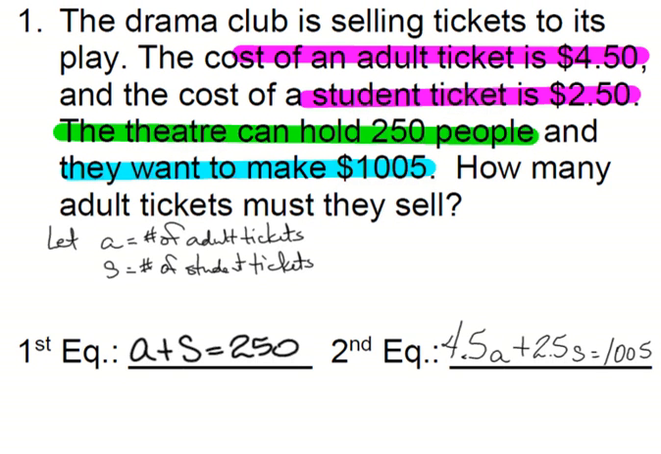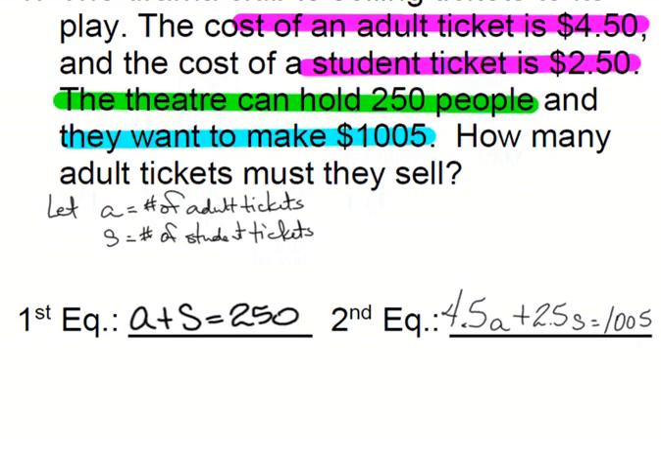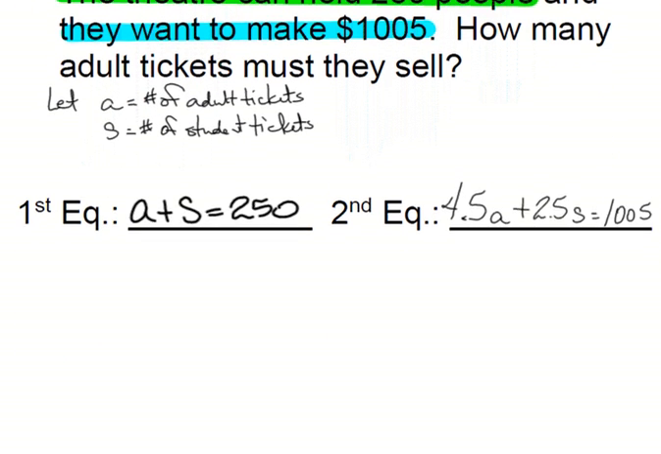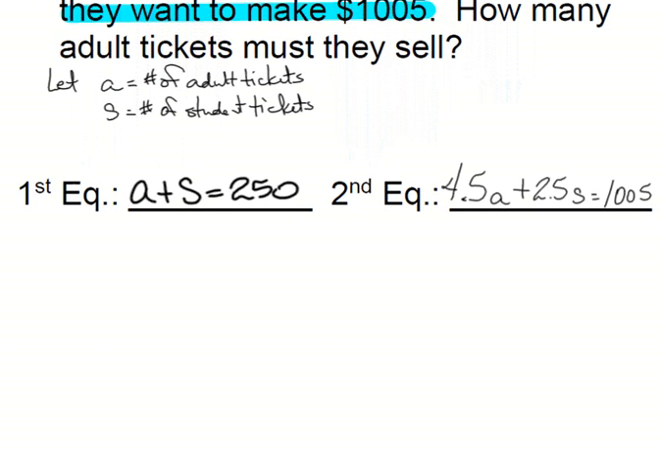For your assignment, you're going to have to go and write the equations. Now, solving it will be extra credit on the assignment. So to solve these, I'm going to start with the equation number 1 here. A plus S is equal to 250.